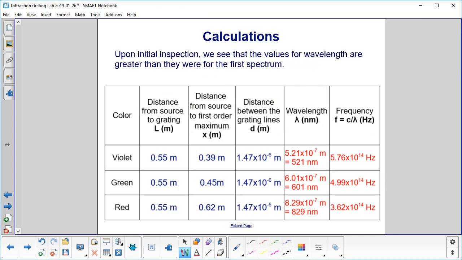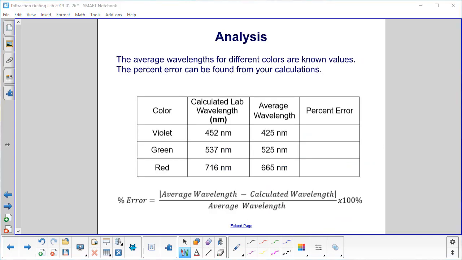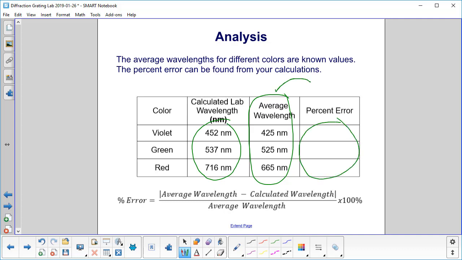Upon initial inspection, we see that the values for the wavelength here are greater than they were for the first spectrum. That doesn't make sense. The wavelength of violet, green, and red should be constant. The average wavelengths for different colors are known values, and they're shown over here. The percent error can be found for your calculations. Here's your calculated lab wavelengths. So we'd like to calculate the percent error, which will be the average wavelength here, that's the accepted value, minus the calculated, divided by the average wavelength. You take the absolute value and multiply it by 100%.